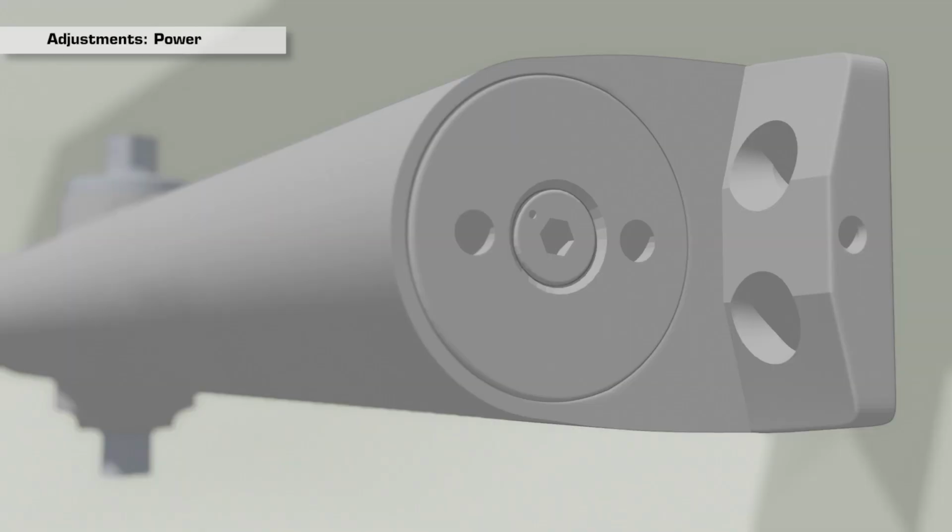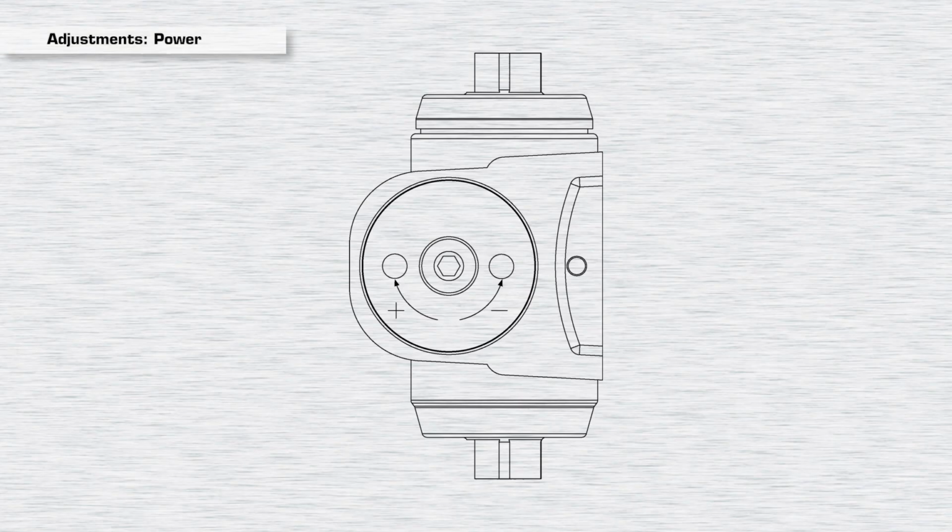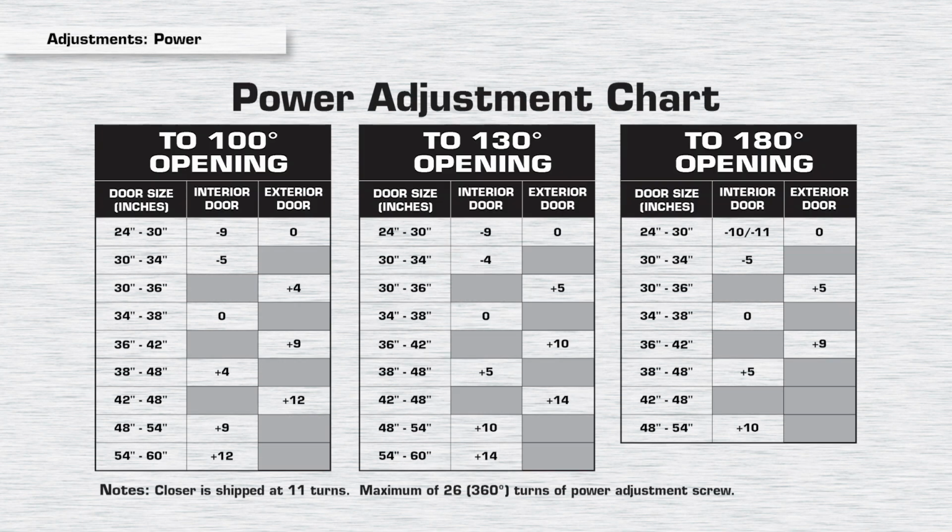Before installing, using the included Allen wrench, turn the power adjustment screw clockwise to increase power or counterclockwise to decrease power. Adjust the spring power of the closer based on the degree of opening and the door width as shown on the chart.